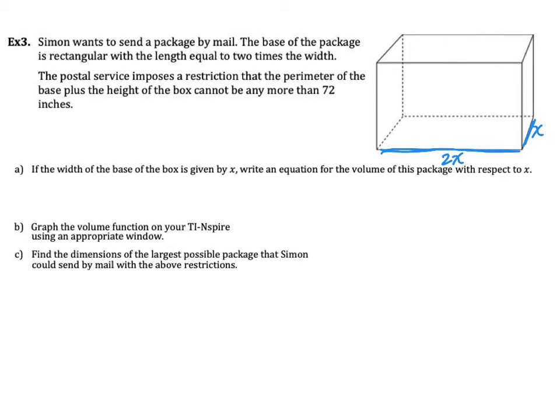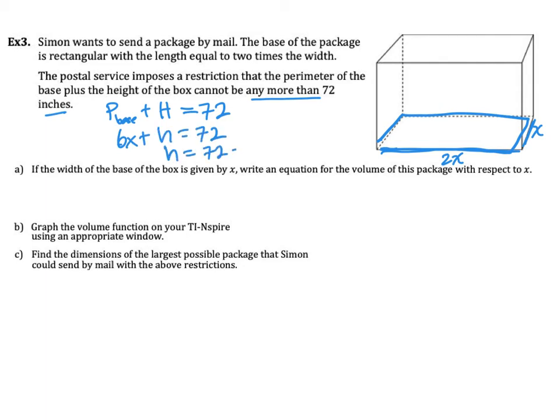The Postal Service imposes a restriction that the perimeter of the base plus the height of the box cannot be any more than 72 inches. So the perimeter of the base plus the height has to be less than or equal to 72 inches. So let's just say we're going to make it equal to 72 because that's the max it could be. All right, well, the perimeter of the base, so that's 2x plus 2x plus x plus x, so it's 6x, plus the height has to equal 72. So in other words, the height, in terms of x, is 72 minus 6x.